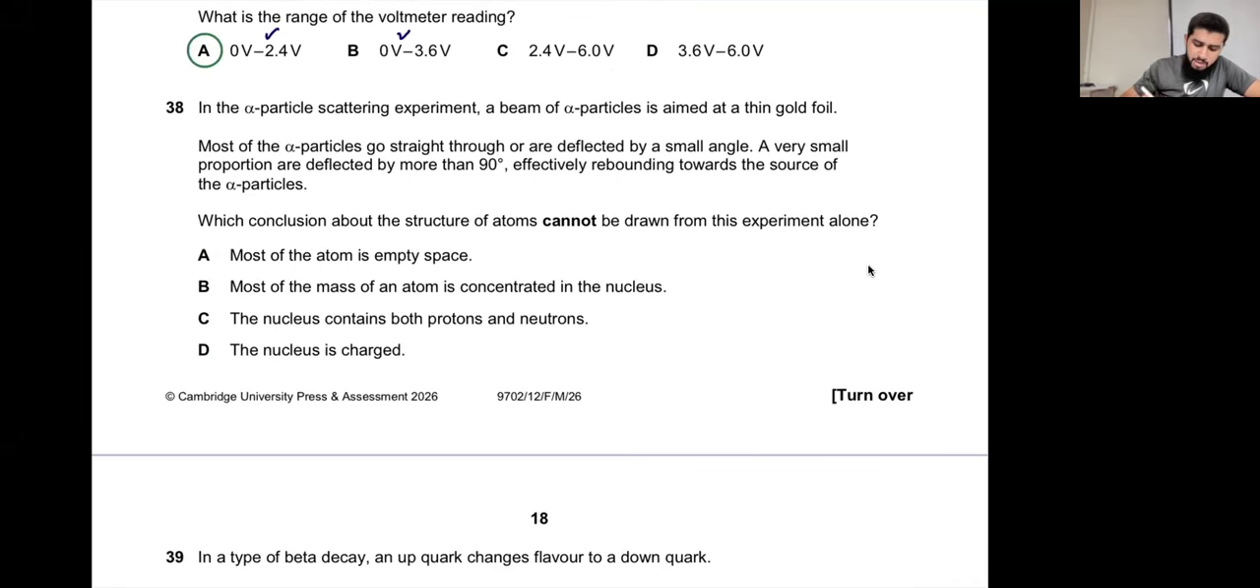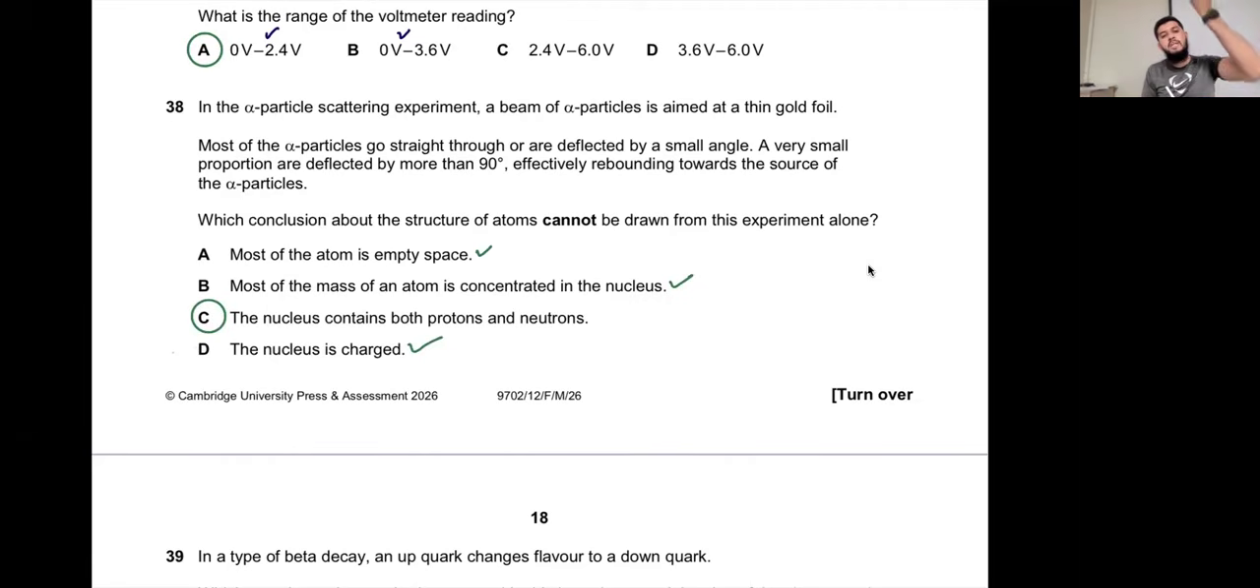Most of the atom is empty space. Yes, that can be drawn. Most of the mass of an atom is concentrated in the nucleus, can be drawn. The nucleus contains both protons and neutrons. No way to justify that using this experiment alone. Neutrons exist or not, how would we know? The nucleus is charged, yes, because the alpha particles get deviated.